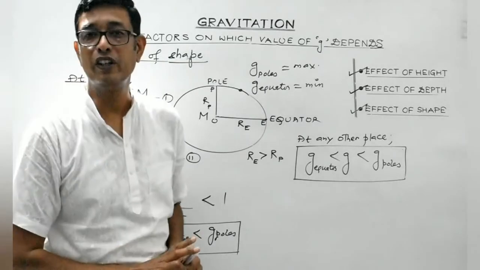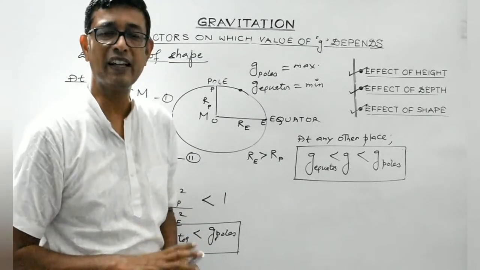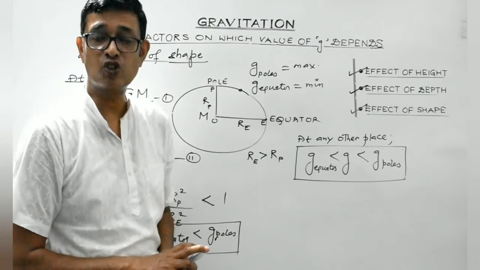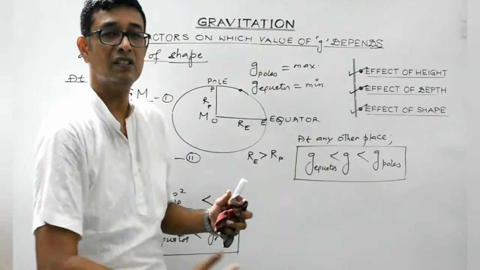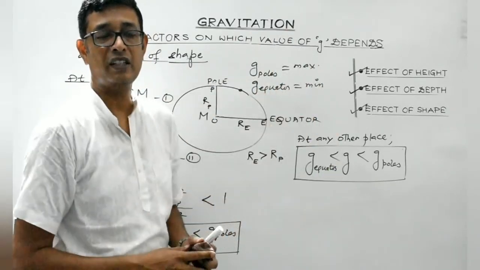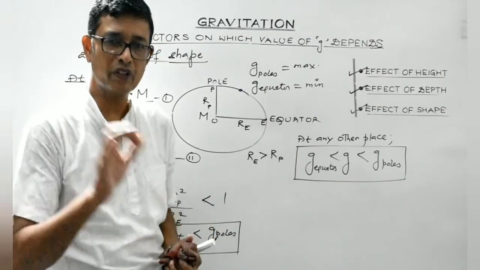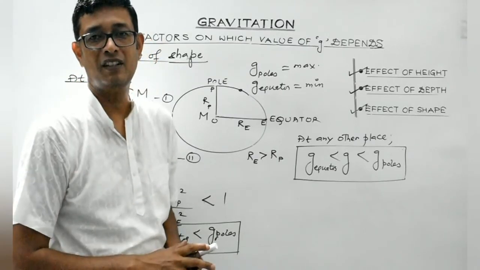Although while solving numericals, we'll consider this small g to be constant. We'll normally take its value to be 9.8 or 10 meter per second square. But actually, its value varies even on the Earth's surface. Right? It can vary from 9.78 to 9.81, 9.82. But we consider its average value to be 9.8 meter per second square.